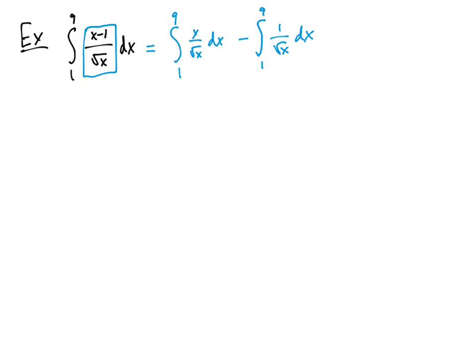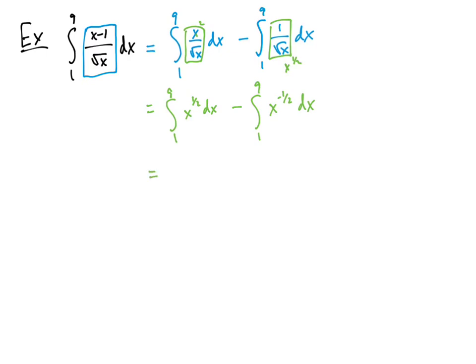So what I'm going to do with all of these square roots is write the functions using exponents instead of radical notation. So from 1 to 9, I have x over square root of x. So that's like x to the first divided by x to the 1/2. So 1 minus 1/2 is positive 1/2. So x to the 1/2 dx minus the integral from 1 to 9. Now this is 1 over x to the 1/2, so if I bring it upstairs, I'm going to have x to the negative 1/2 dx. Okay, so I think that'll make our life easier.